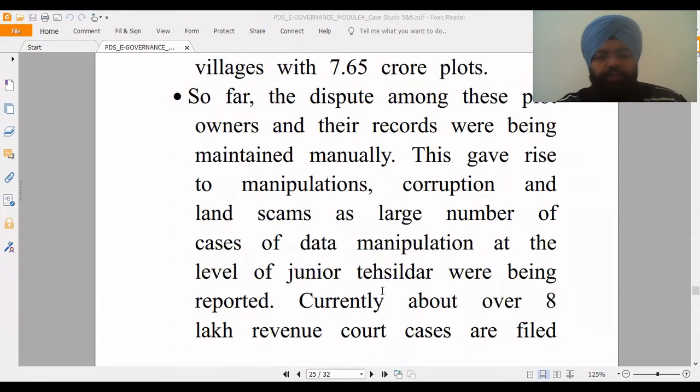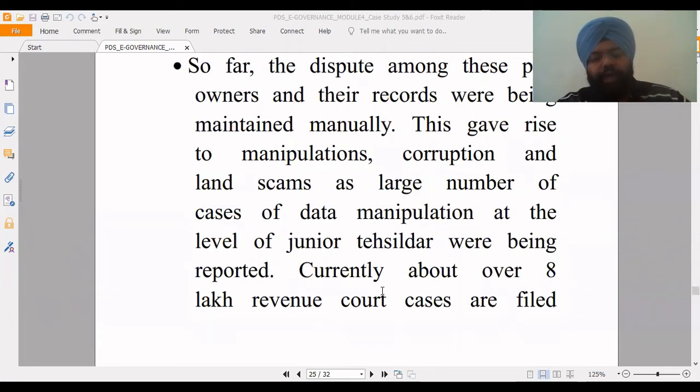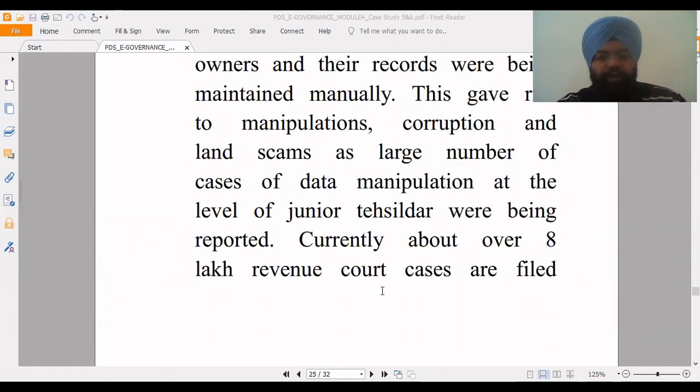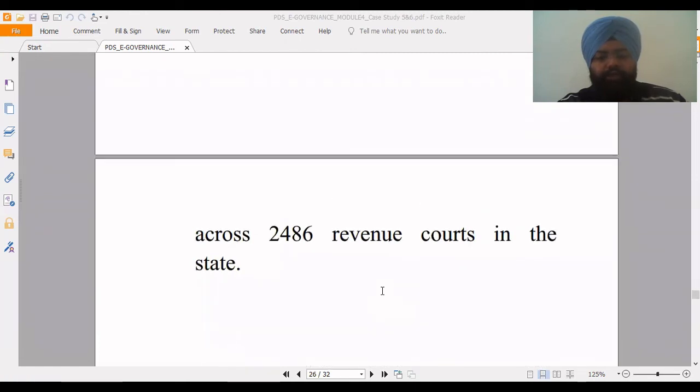So far, the disputes among these plot owners and their records were being maintained manually. This gave rise to manipulations, corruption, and land scams, as a large number of cases of data manipulation at the level of junior tehsildar were being reported. Currently, over 8 lakh revenue court cases are filed across 2,486 revenue courts in the state.